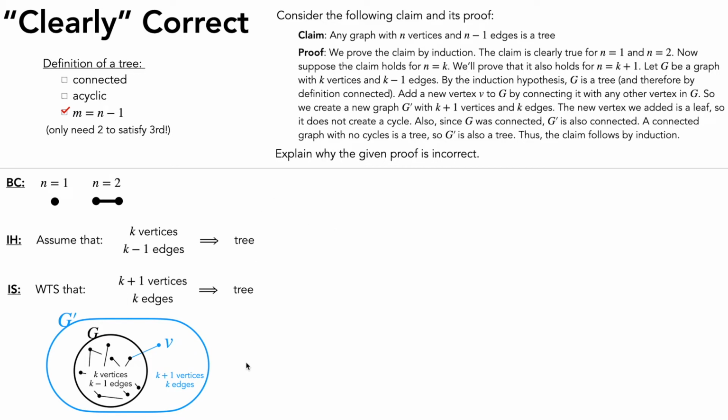One way you can really convince yourself that the proof must be wrong is by coming up with a counterexample. So take a moment and see if you can come up with a graph that has k plus 1 vertices and k edges, but is not a tree.